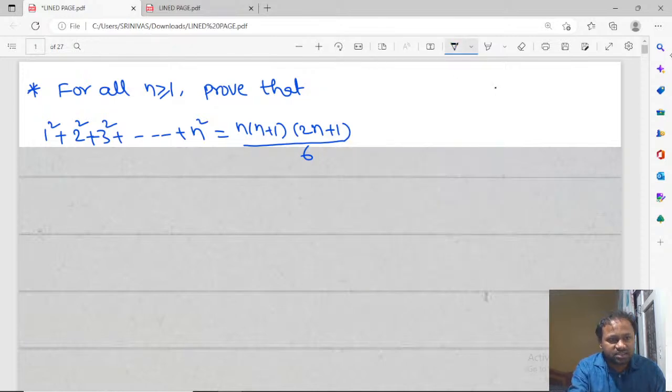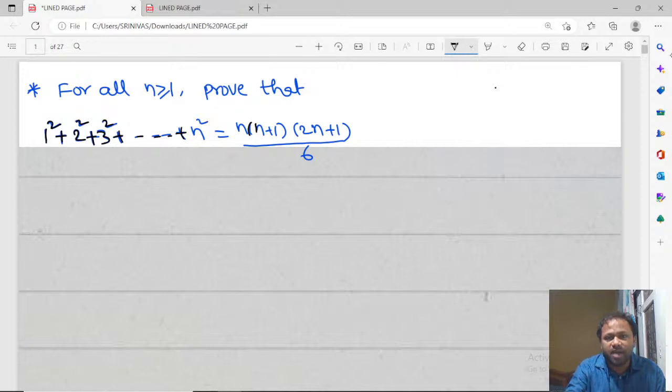what is the sum of squares of n terms, 1 square plus 2 square plus 3 square plus and so on plus n square? Its value we need to prove is n into n plus 1 into 2n plus 1 by 6. Okay. So how to prove this?